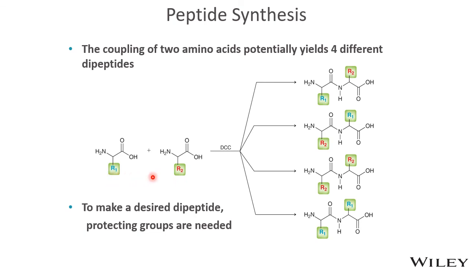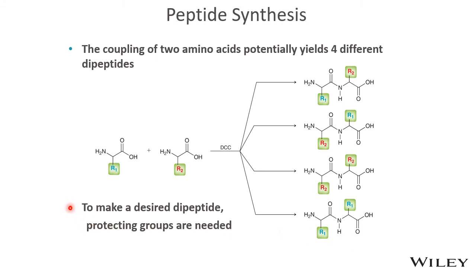Now, if we're working with two amino acids here, there's the potential that we can get 4 different dipeptides. This is very similar to the cross-aldol reaction. So we could have the amino group of the second amino acid react with the carboxylic acid of the first to get our first dipeptide. We could have the amino group of the first amino acid react with the carboxylic acid of the second to get our second dipeptide. We could have 2 of the second amino acids react with each other to get the third dipeptide. Or we could have 2 of the first amino acids react with each other to get our fourth.